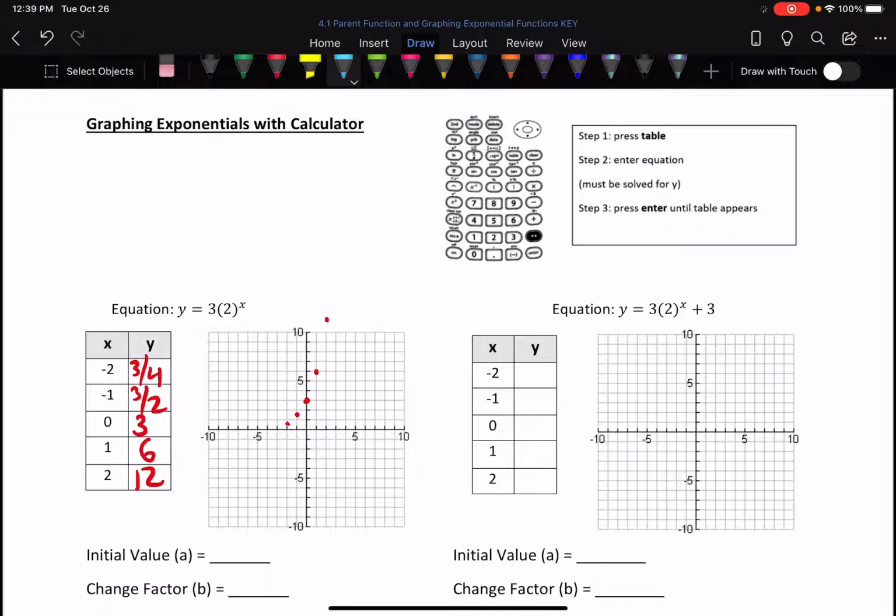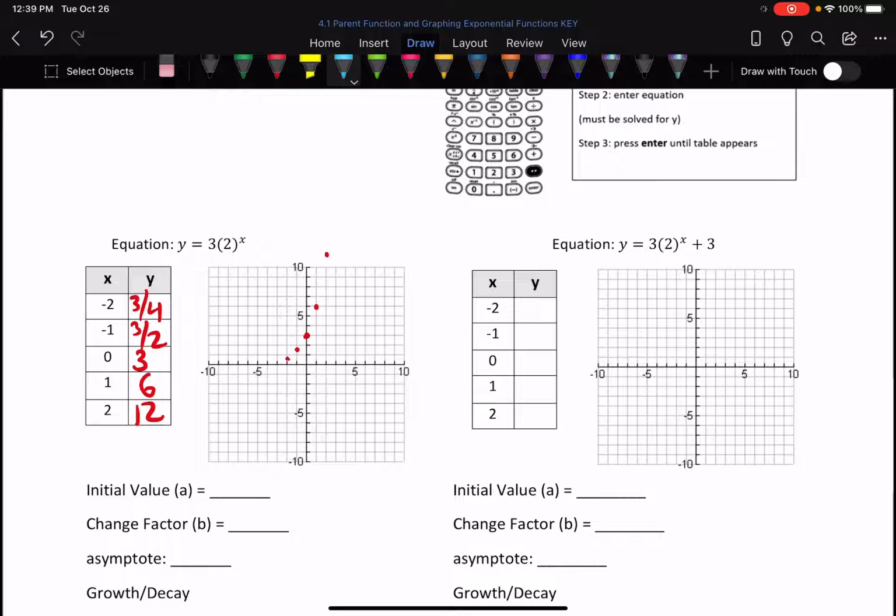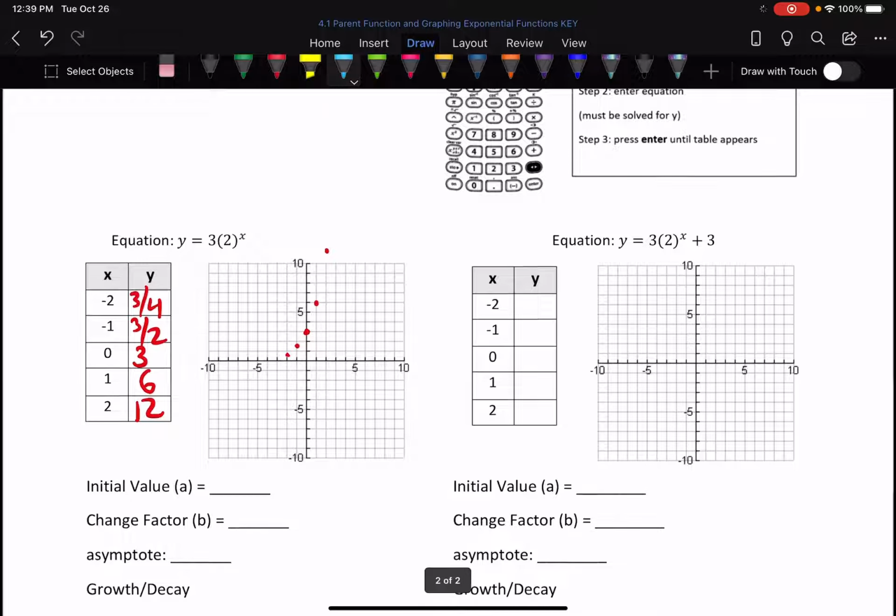So let's figure out what the initial value, change factor, asymptote, growth, decay is before we actually draw this. So if you were to look at your calculator and keep going negative, you will notice that this approaches 0, but it never actually touches 0. So if you get to like -15, it gives you numbers like 0.000091553 repeating. Like it's just going to keep giving you values, okay?